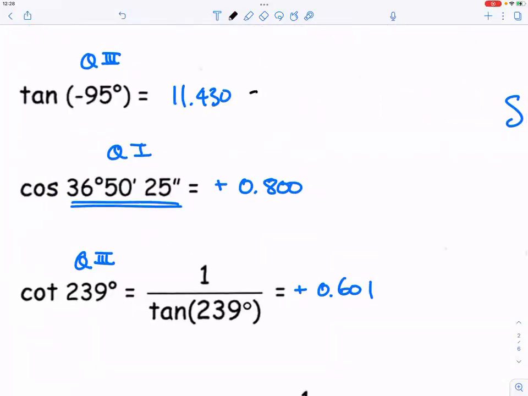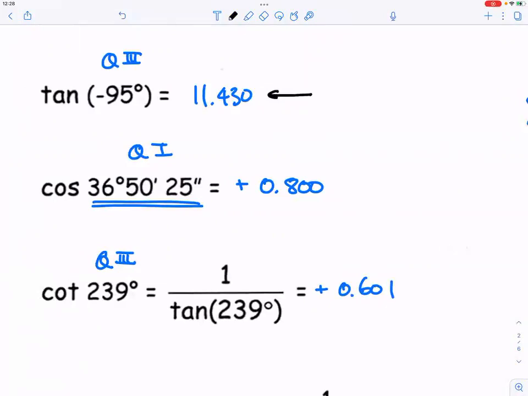So what I want you to see over here is this. For example, when we say tangent of negative 95 degrees, it's 11.43. That means the ratio of opposite over adjacent is 11.43 to 1. That's a ratio. If you say, oh, cosine of this angle is 0.800, what does this 0.800 mean? It's the ratio of adjacent over hypotenuse.